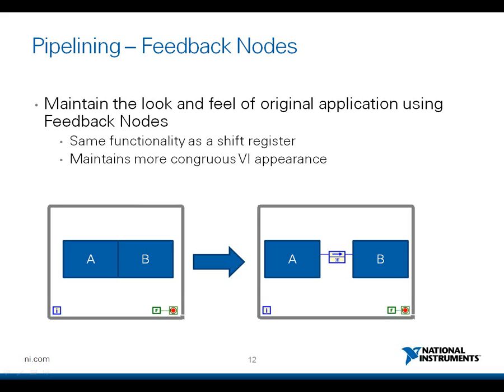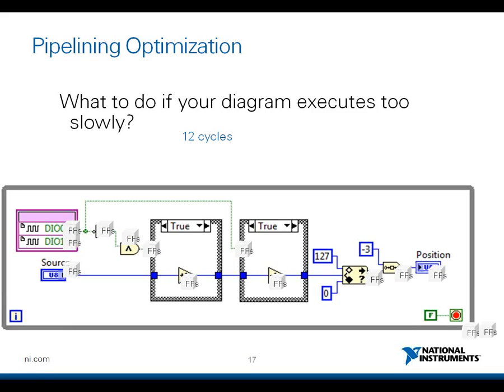So let us see what is pipelining optimization. This question often comes to our mind: what to do if our diagram executes too slowly? In the above figure you can see the longest path is from DIO to the position indicator. Because little is done in parallel, we can perform the operations in the case structures in parallel. Now we can see that it takes 12 cycles to complete this particular code.